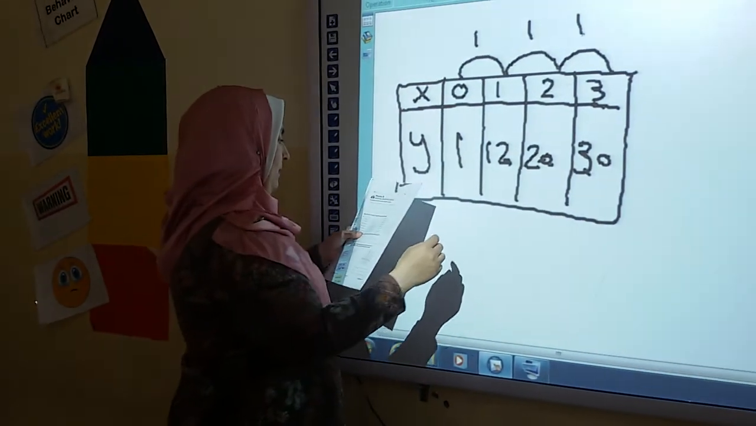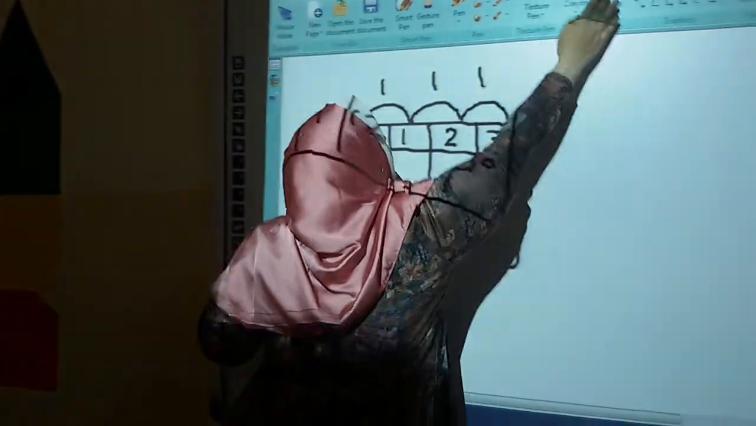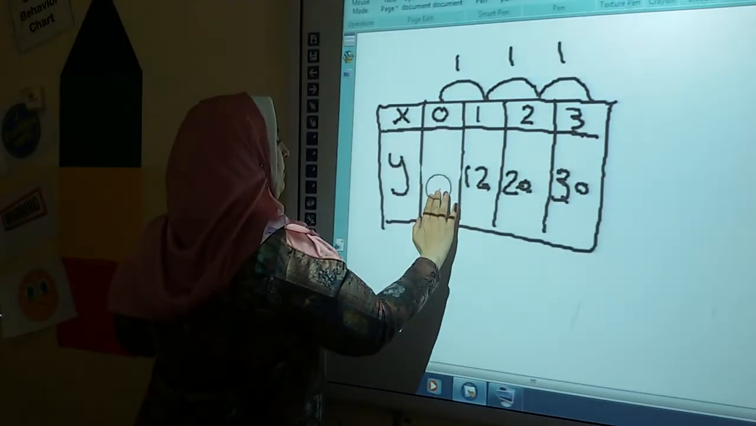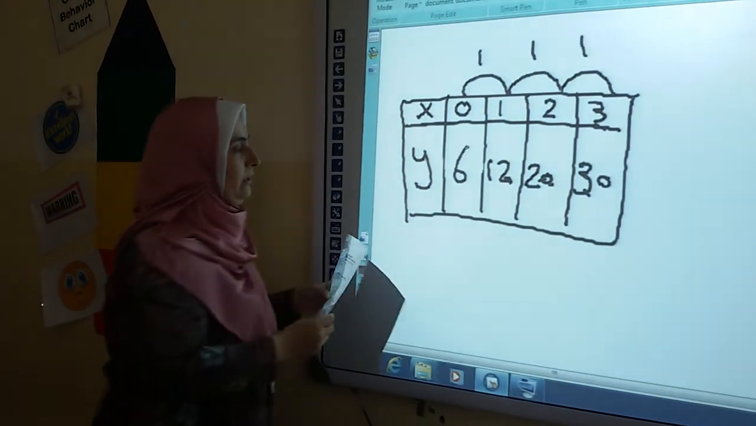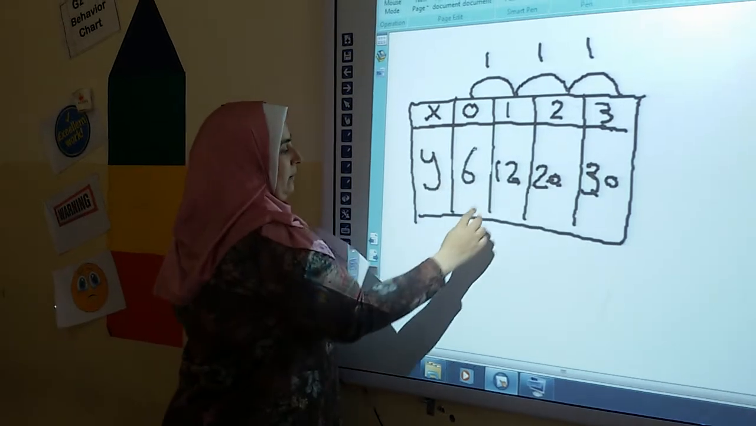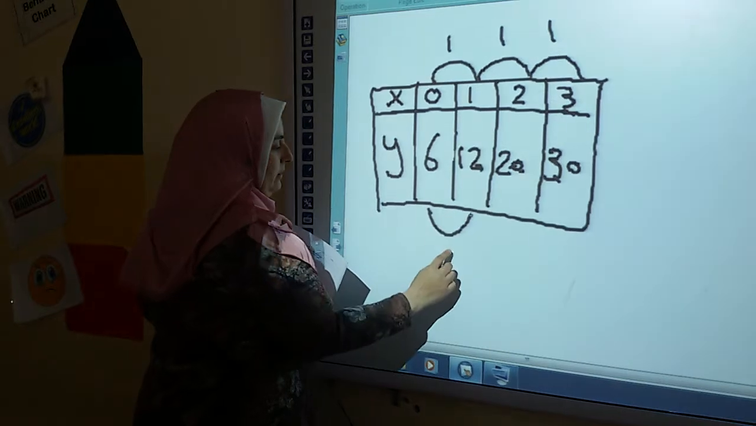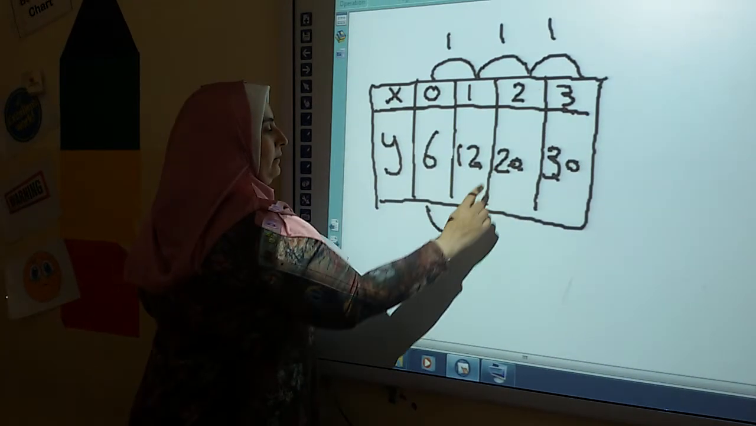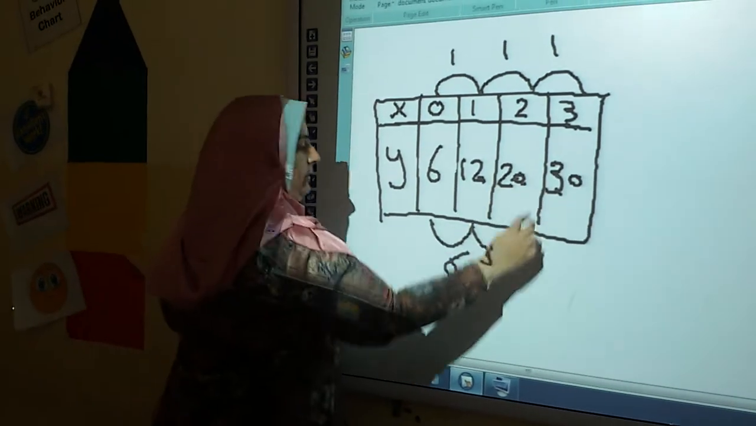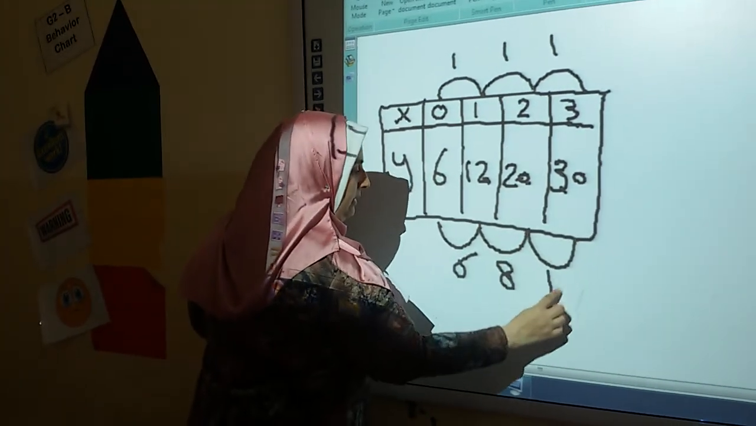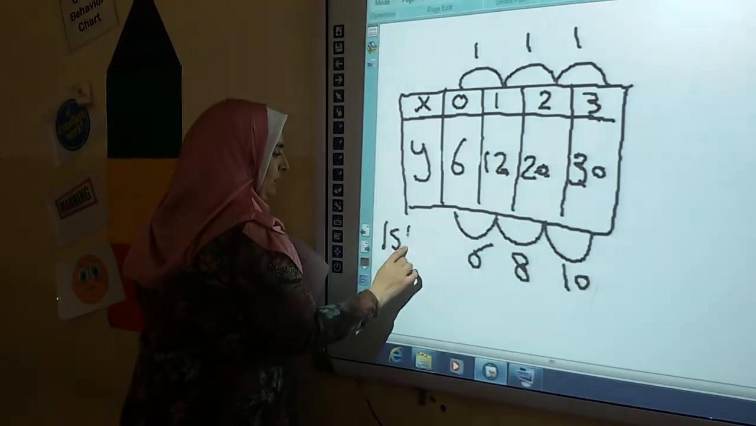Sorry, this was 6. Let's see the difference between the values of the y. Here it's 6. 12 and 20, the difference is 8. From 20 and 30, the difference is 10. And this is called the first difference.